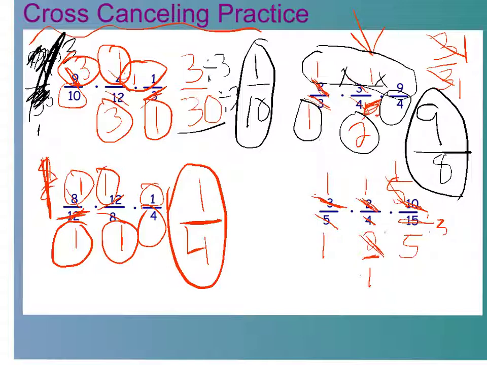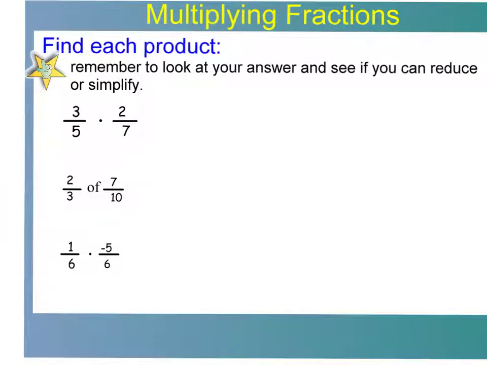So that was a lot of canceling. Now I'm going to look. 1 times 1 times 1. So the top is 1. Then I'll say 1 times 1 times 5. So the bottom denominator is 5. That's my answer. All right, so it's always good to look to see if you can cancel.